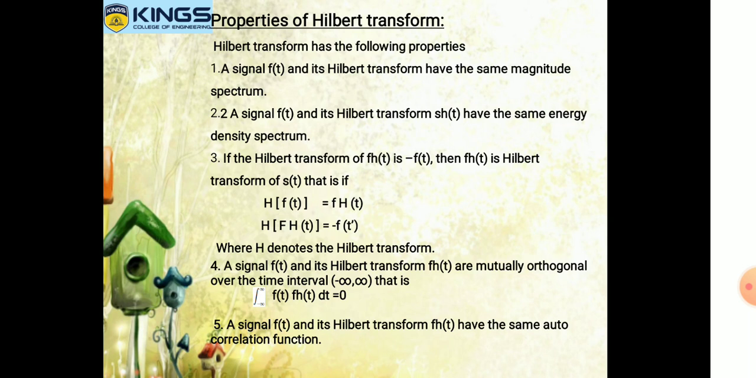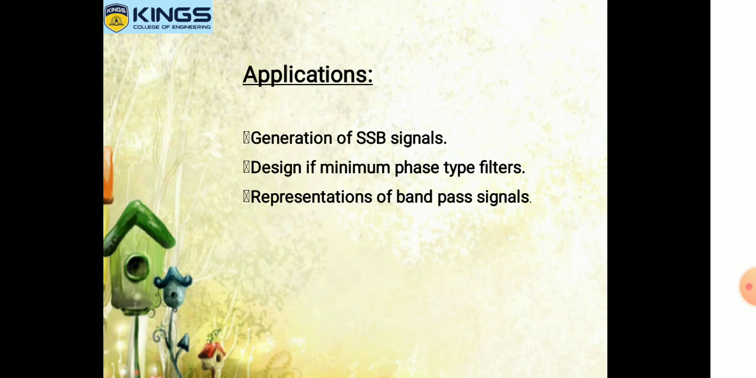Fourth, a signal f of t and its Hilbert transform fh of t are mutually orthogonal over the time interval minus infinity to plus infinity. That is, the integral from minus infinity to plus infinity of f of t into fh of t into dt will be equal to 0. And the last one is a signal f of t and its Hilbert transform fh of t have the same autocorrelation function. So these are the properties of Hilbert transform.